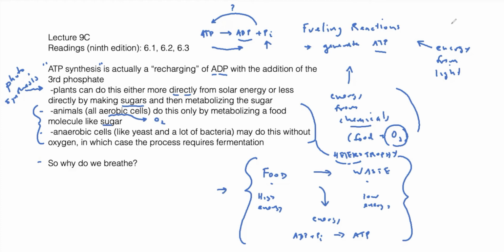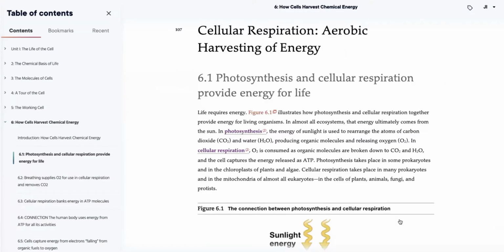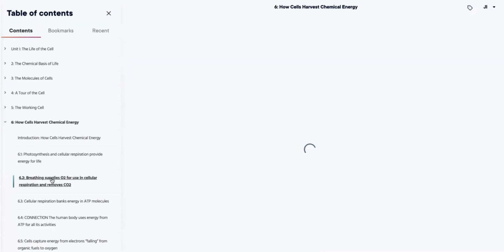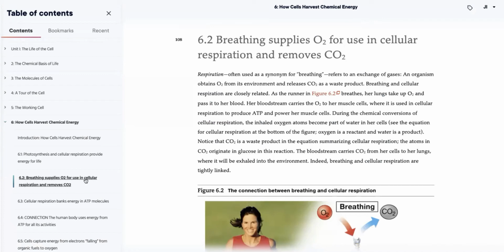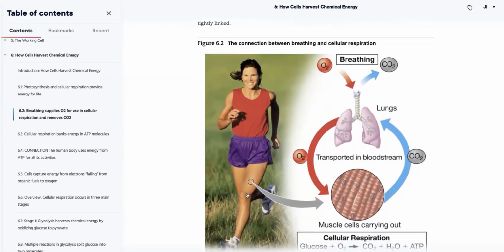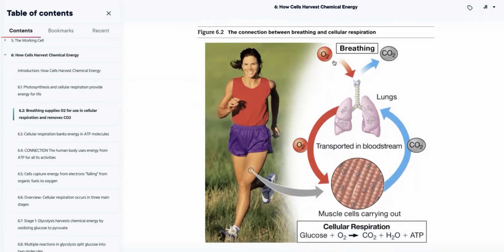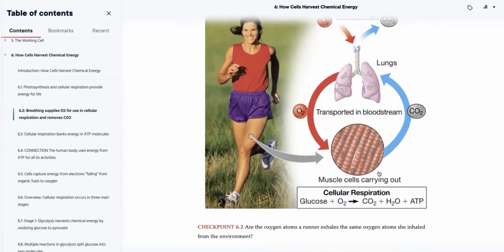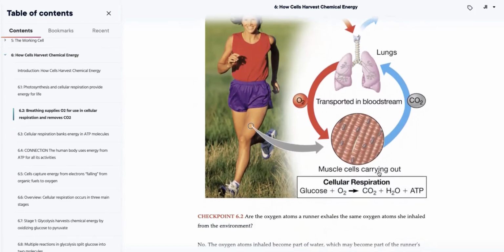breathing does. Okay? And so let's look over at our textbook chapters. I know that you are following the textbook very closely. There's 6.1, 6.2, and 6.3. Those are the ones that we have on the reading list for today. We breathe to provide the oxygen that's going to be supplying all of our cells with the oxygen that's necessary in order to drive cellular respiration.